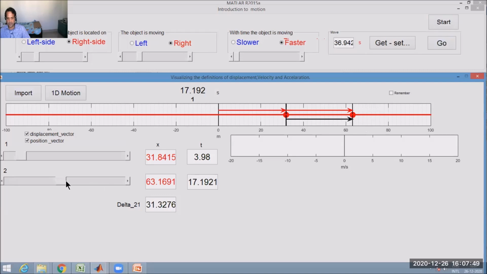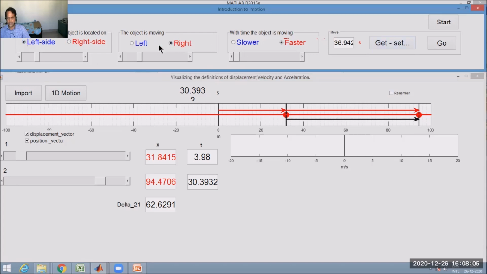Now it can be any other time. It is somewhere here, and the initial time remained the same, the second time changed, so hence the position changed. So the displacement vector has also changed. So let us put the particle on the left side and see how the displacement vector and position vectors look.